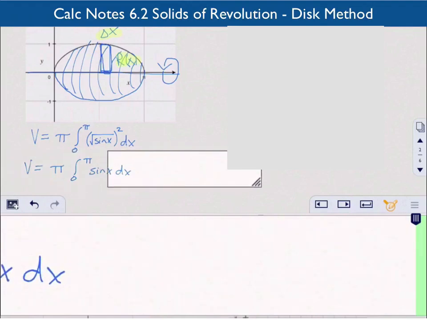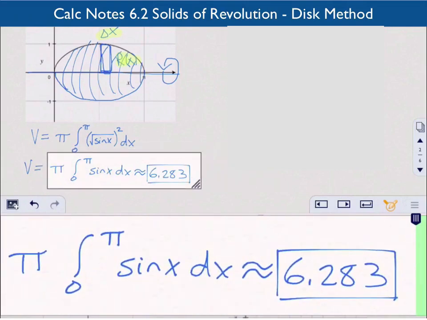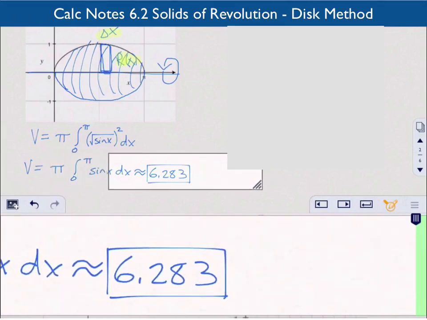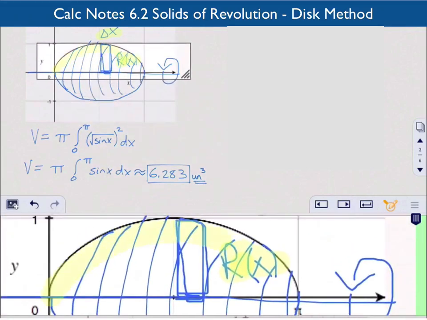And when you type this in your calculator, we're going to get approximately 6.283. Again, we could find this by hand, but go ahead and use your calculator to get our approximation. Now in calculus it's very strange because these are really cubic units, but for some reason the textbook doesn't stress putting that there, but just realize that this is a volume of revolving this region right here around an axis.